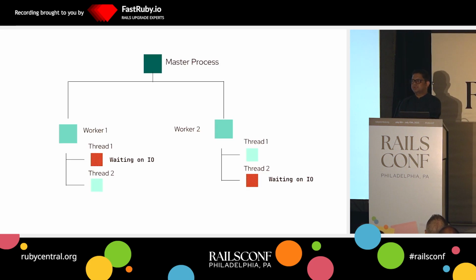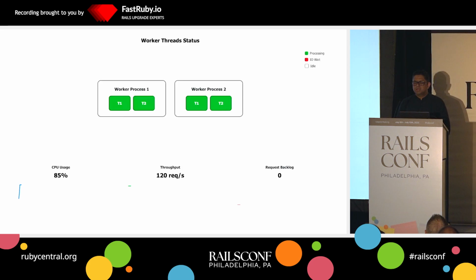When threads block waiting for database queries, API calls, or file operations, they become unavailable to serve new requests. This effectively reduces your system's capacity even when your CPU resources remain idle. When your system operates near capacity, this leads to a cascade of performance degradation. CPU utilization drops as threads wait, throughput plummets, and the request backlog grows. Your server becomes paralyzed, not from being overworked, but from being stuck in a waiting state.